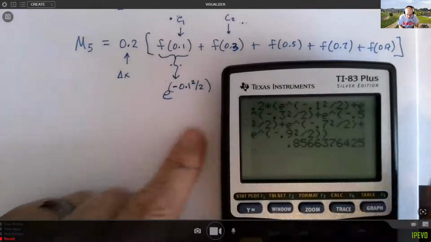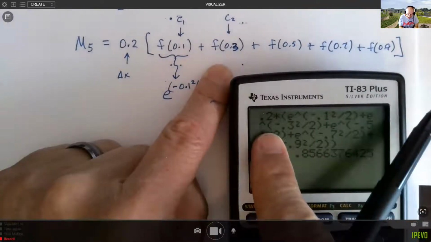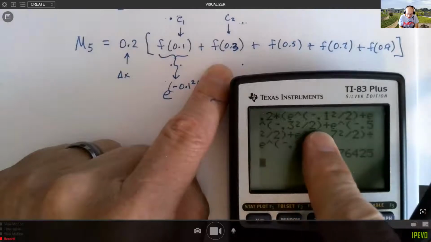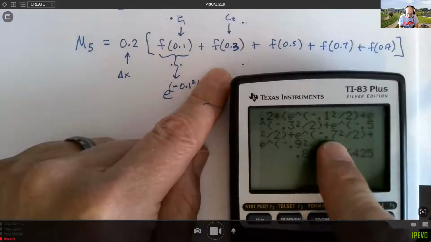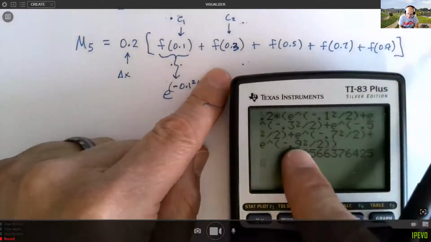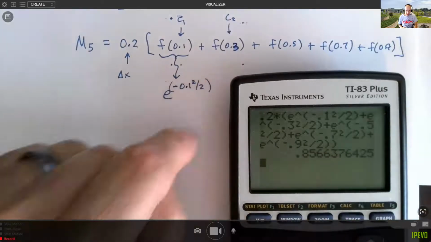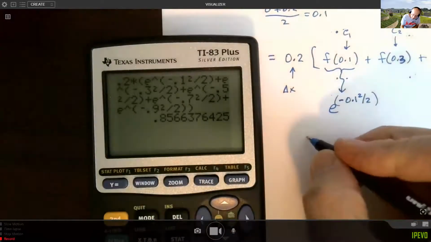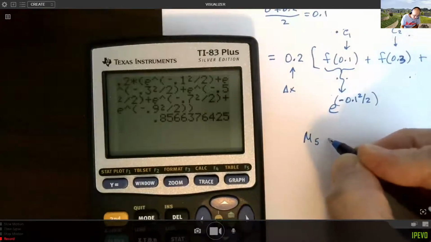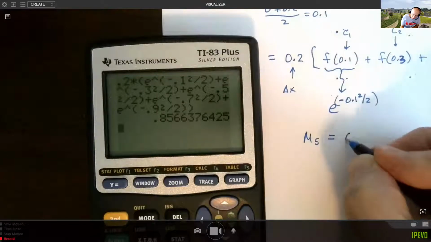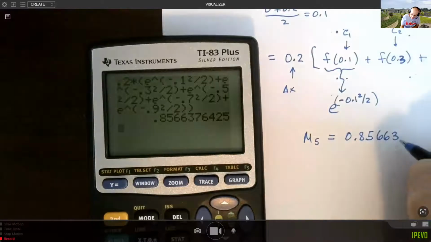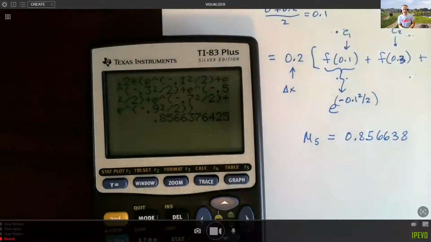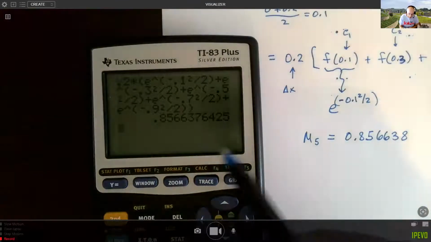Okay. Then plus f of 0.3, which would be e to the negative 0.3 squared divided by 2, then 0.5, e to the negative 0.5 squared divided by 2, and so on, 0.7 for f of 0.7 and then f of 0.9. Close the parentheses on everything, hit enter, and you get the value in this case, rounded off, 0.85668.